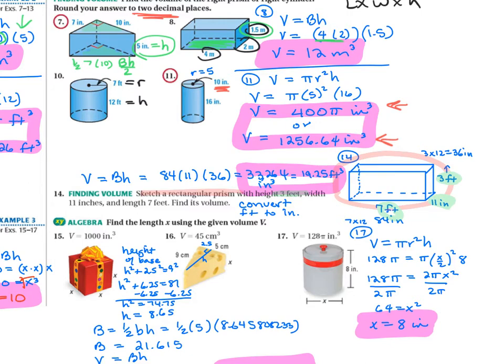So what I did was I made the feet into inches. It's easier to convert because you just multiply when you make a bigger unit smaller. So I changed the 3 feet into 36 inches and the 7 feet into 84 inches. And then I calculated it over here. So if you left it in terms of inches, it would have been 33,264 inches cubed. But if you made the inches into feet, if you converted this instead, then it was 19.25. So either way.